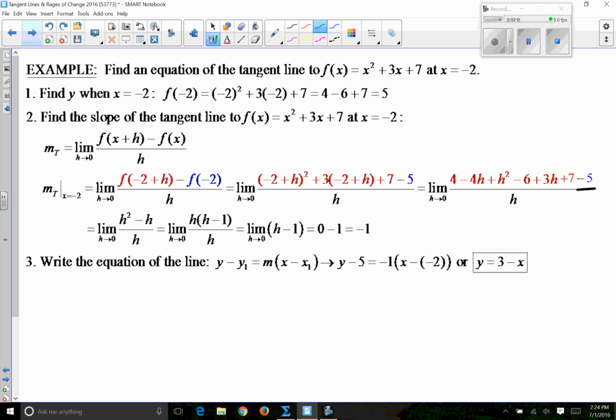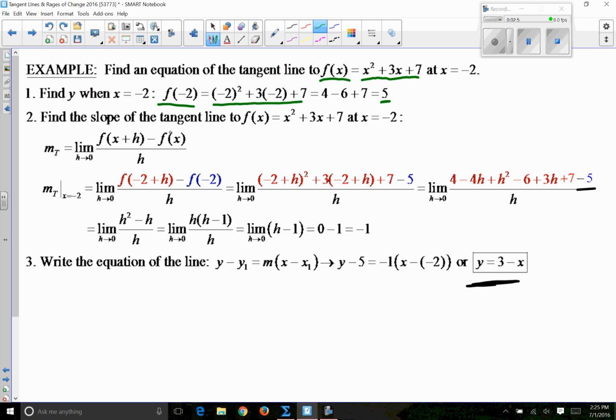Here's an example. Find an equation of the tangent line to f of x equals x squared plus 3x plus 7 at x equals negative 2. There's basically 3 steps to get this answer. First, we find y when x equals negative 2, which means find f of negative 2. F of negative 2 is going to equal negative 2 squared plus 3 times negative 2 plus 7, which is equal to 5.